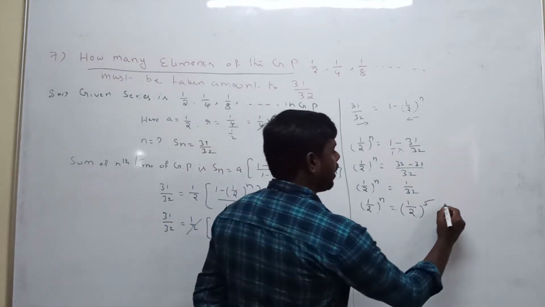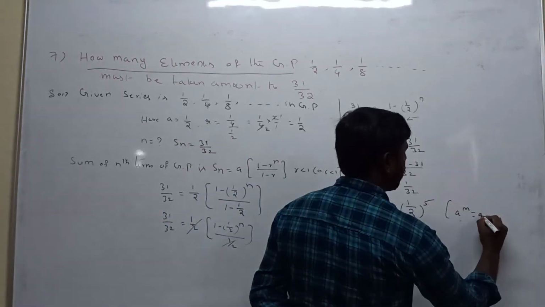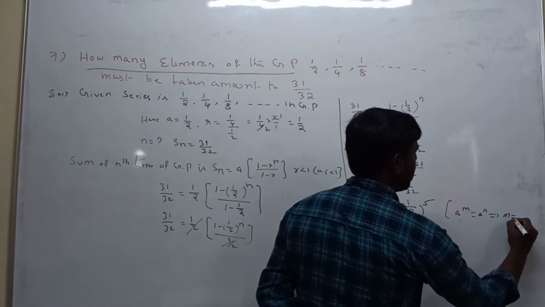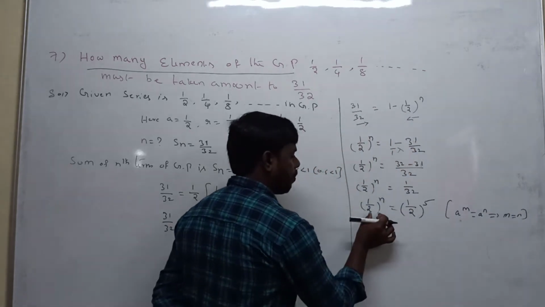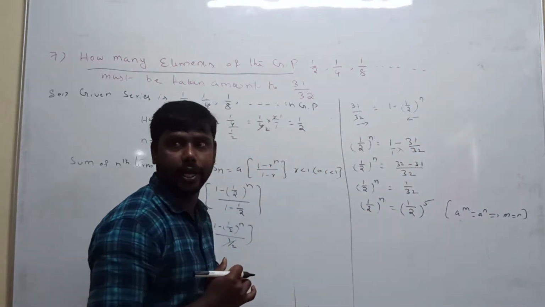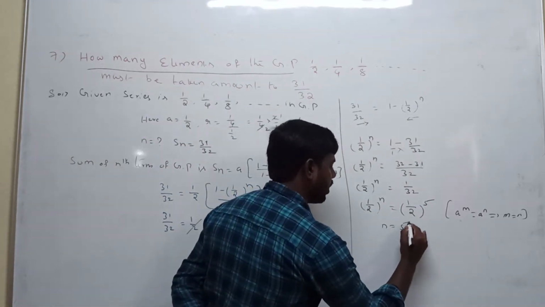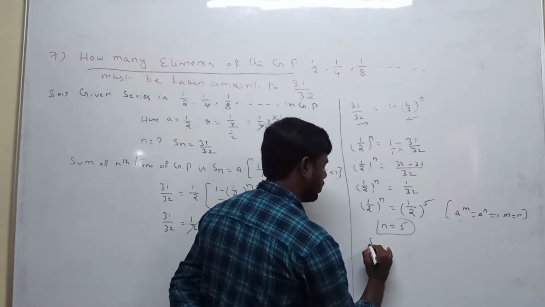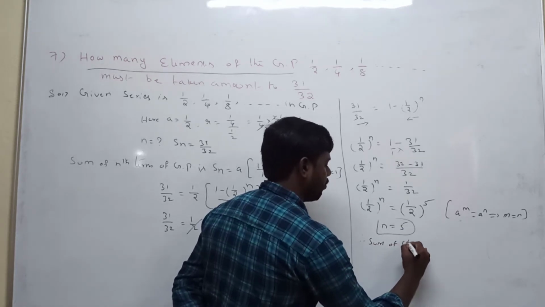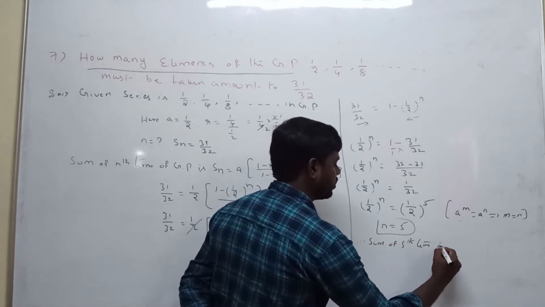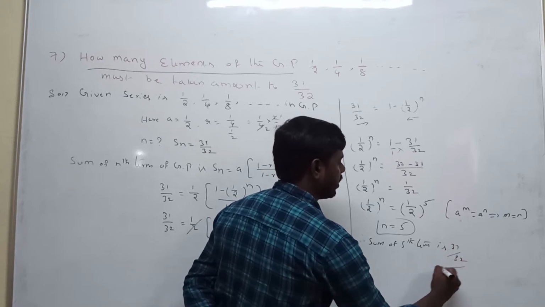Now, a^m = a^n implies m = n. Whenever the bases are equal, the powers should also be equal. So n is equal to 5. Conclusion: the sum of the first five terms is 31/32.